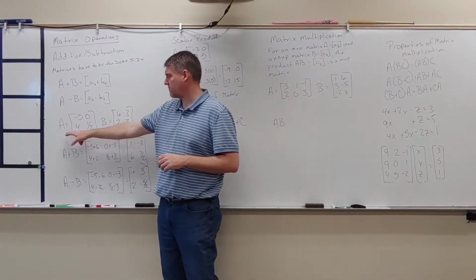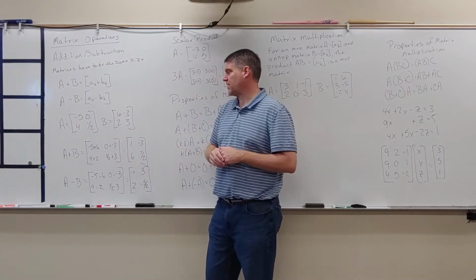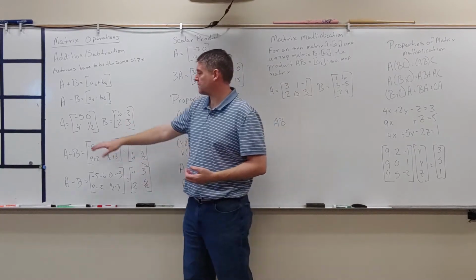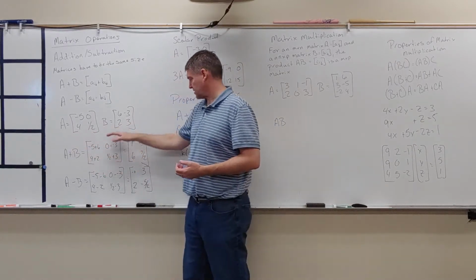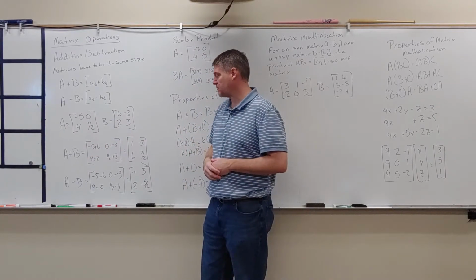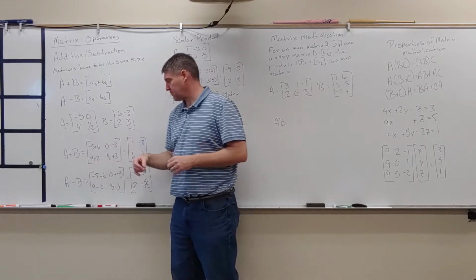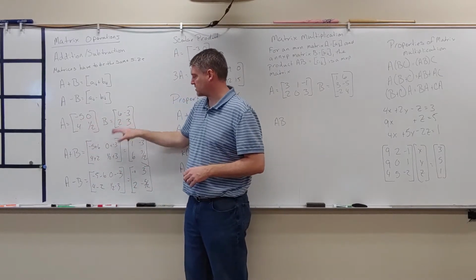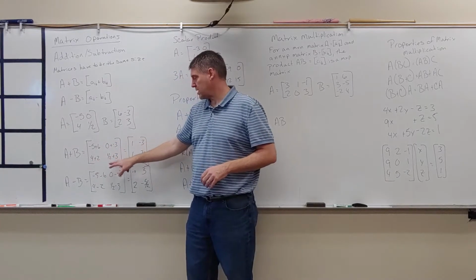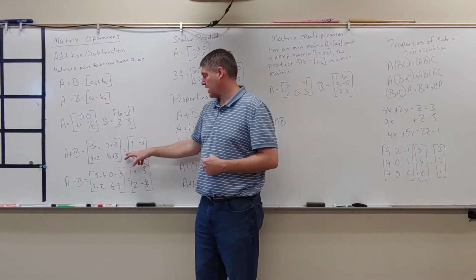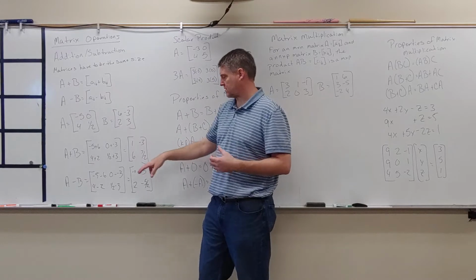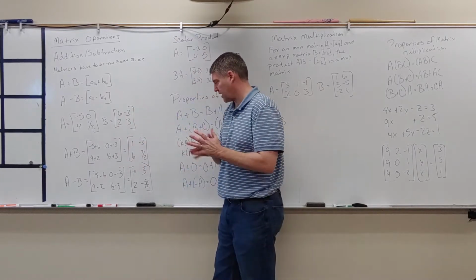So here I have matrix A is -5, 0, 4, 1/2. B is 6, -3, 2, 3. This is a 2 by 2 matrix. This is a 2 by 2 matrix, so I am able to add and subtract them. So if I have A plus B, what I'm going to do is go -5 plus 6, 0 plus -3, 4 plus 2, and 1/2 plus 3. And so I'm just going to add those. So I get 1, -3, 6, 7 halves. If you want to write this one as a decimal or a mixed fraction, that's fine.